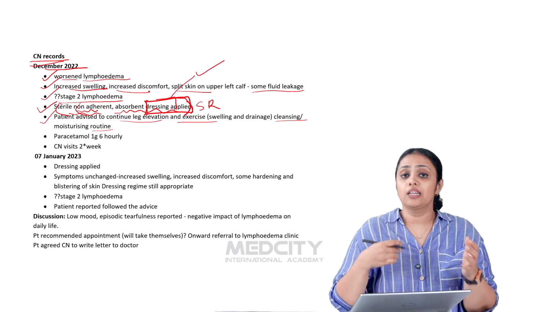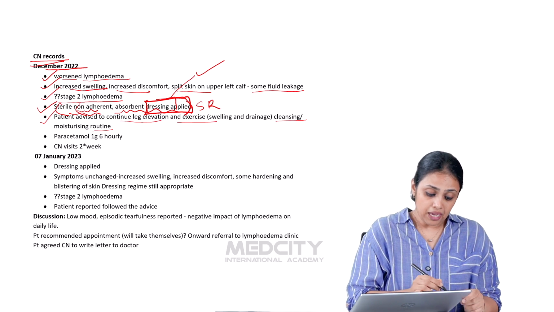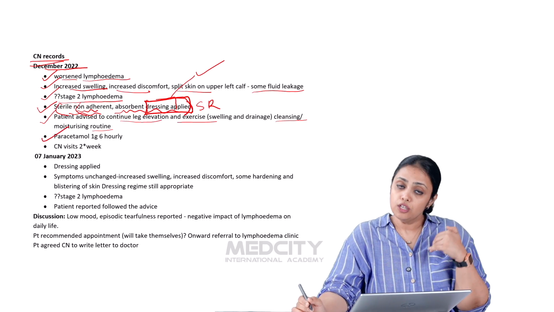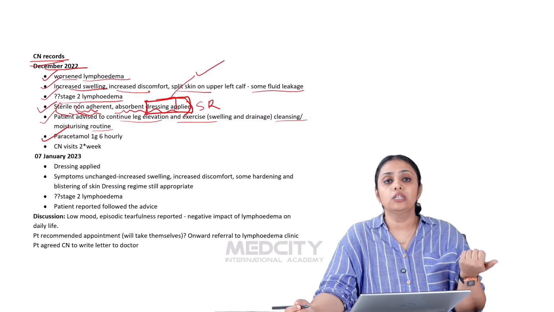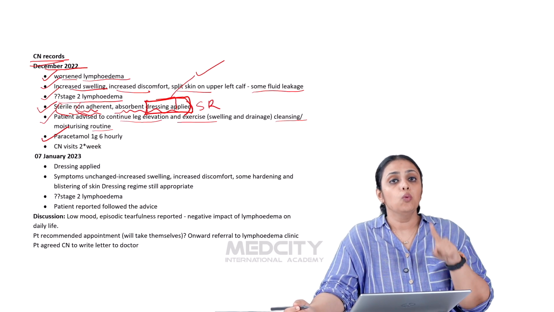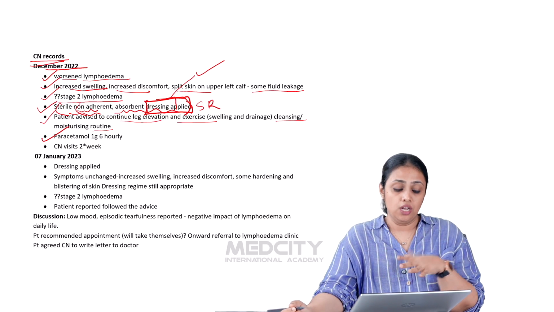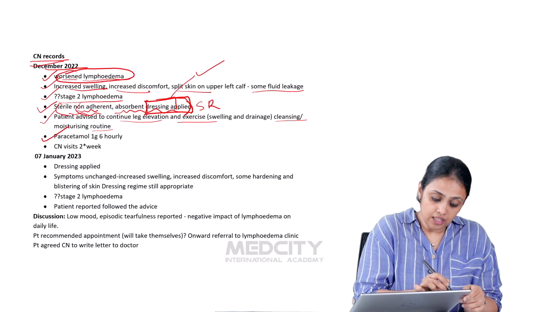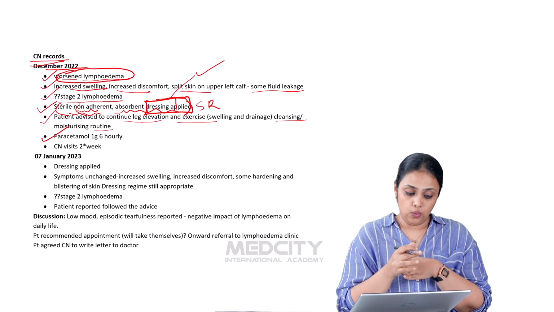Okay, that was another management. The advice that you gave to the patient, that is also relevant. Paracetamol 1 gram 6 hourly, that was also prescribed. So that also is relevant. Community visits twice per week. Earlier it was mentioned that once every month the community health nurse needs to visit the patient. Now, after noticing this worsening of lymphedema, the frequency of the visits has been increased to twice a week.